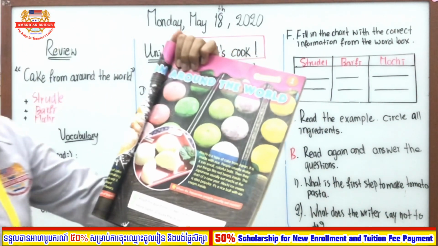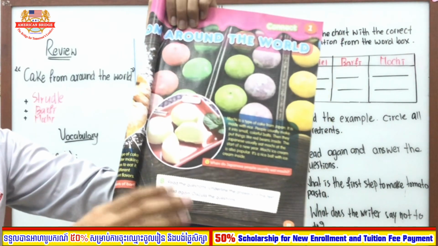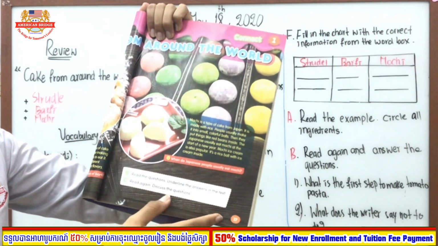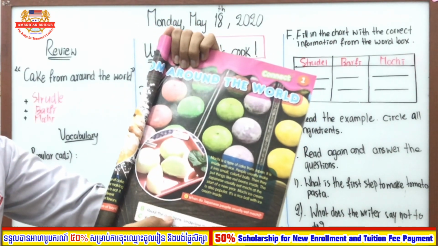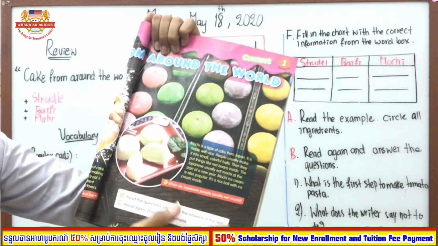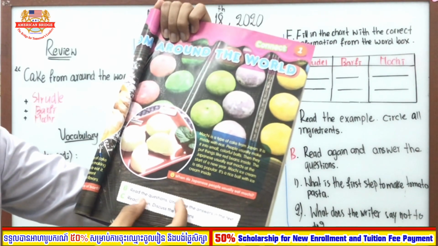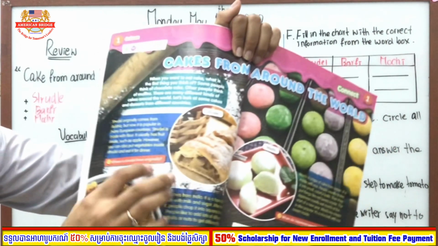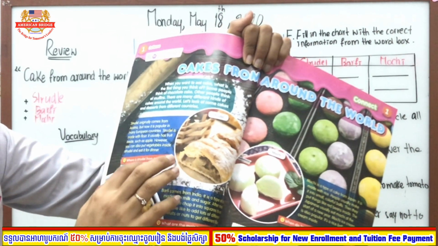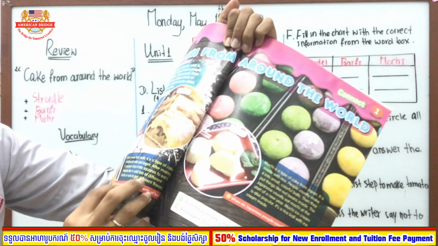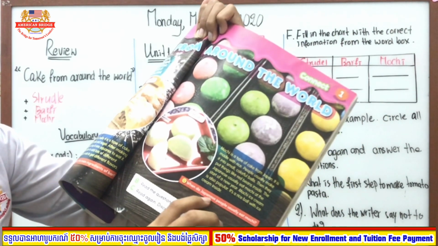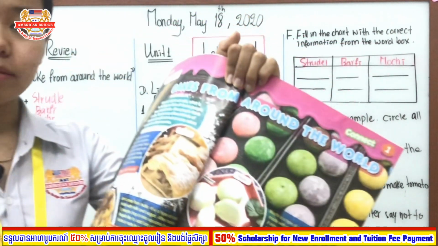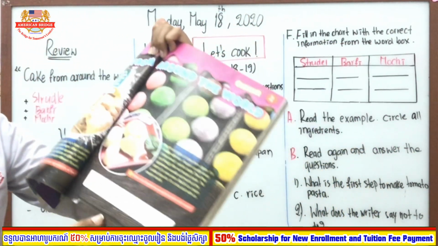Since we don't have enough time, teacher would like all of you to practice more at home regarding this text. Try to read the whole text, and after that you can practice the questions here. There are three questions in this text, like where is strudel from originally, what are the main ingredients, as well as when do Japanese people usually eat mochi. So you can practice more with these exercises.